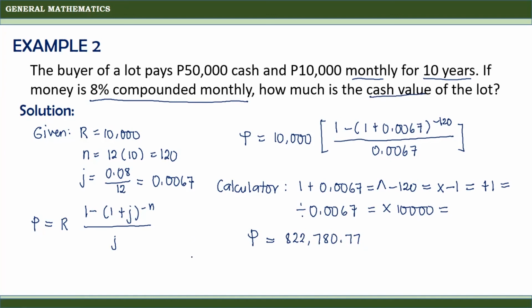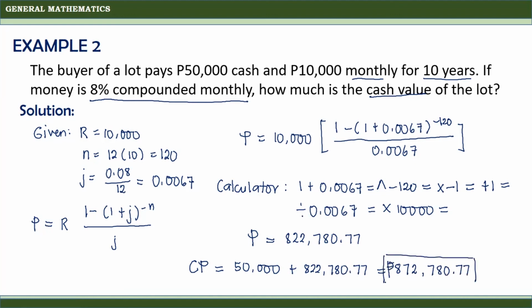However, this is just the present value, and we were asked for the cash value. The cash value is equal to the down payment plus the present value. Therefore, the cash price or the cash value is equal to 50,000 plus 822,780.77, which is equal to 872,780.77 pesos. Therefore, the cash value of the lot is 872,780.77.